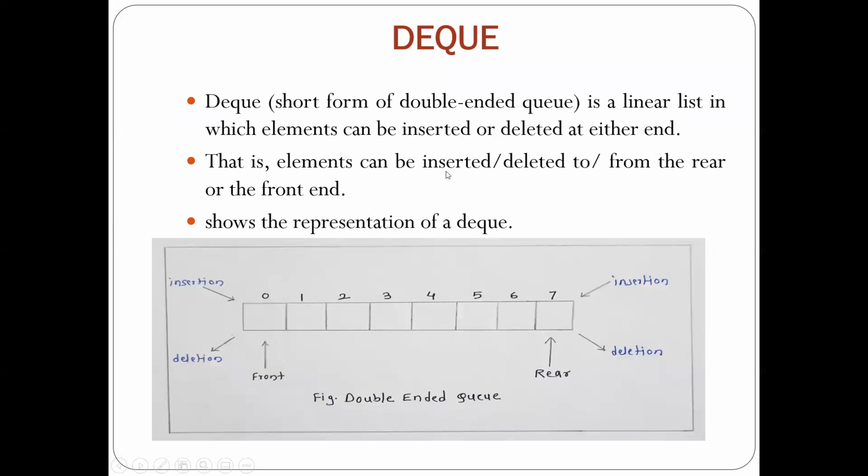Elements we can insert and delete from the rear end also and from the front end also. So this is the double-ended queue I have shown here. If you are able to see, at the front end also I have shown the insertion and the deletion arrows. Similarly, at the rear end also we can do the insertion and the deletion.